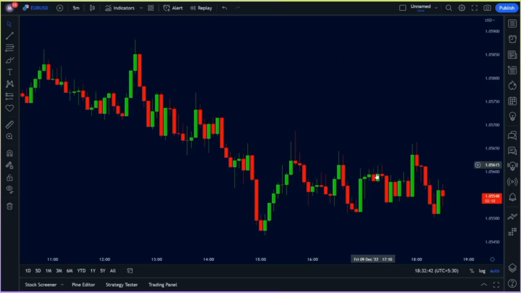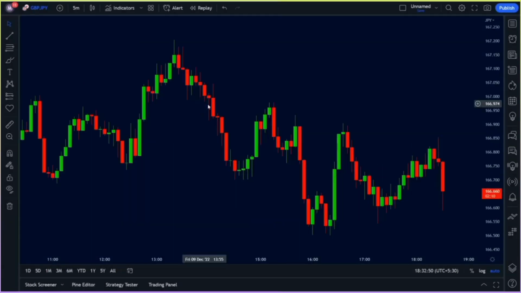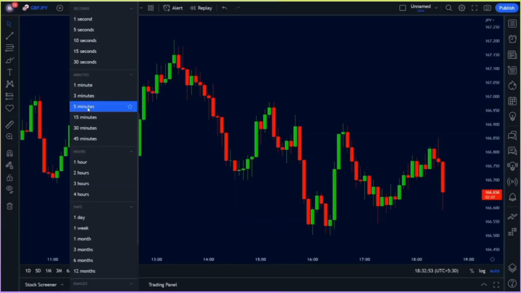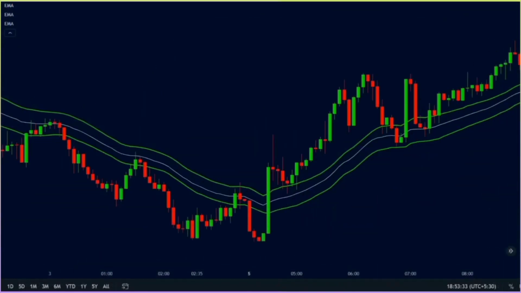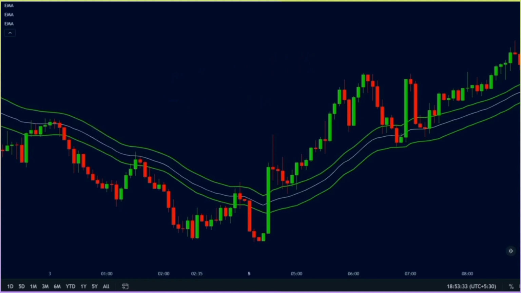First of all, open the trading2023 website and then select the GBP-JPY currency pair. Next, I'll set my time to the 5-minute time frame for this strategy. But keep in mind that you can use this method on all time frames, and this strategy can be profitable on all of them. These three lines are just regular moving averages. The only difference between these moving averages is how they are set up with various settings.